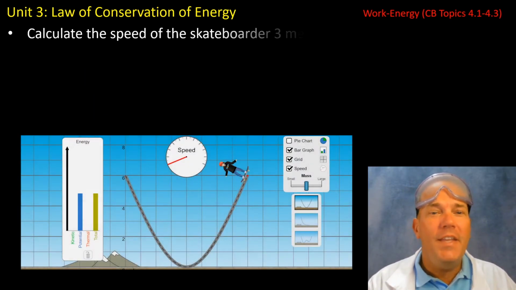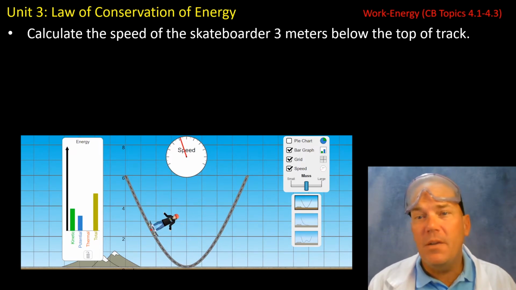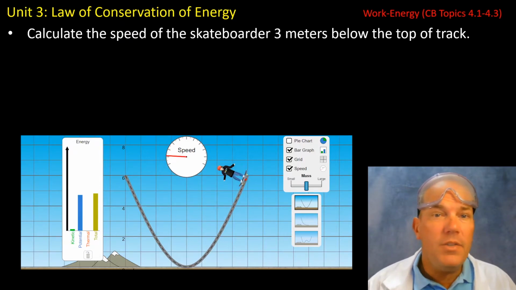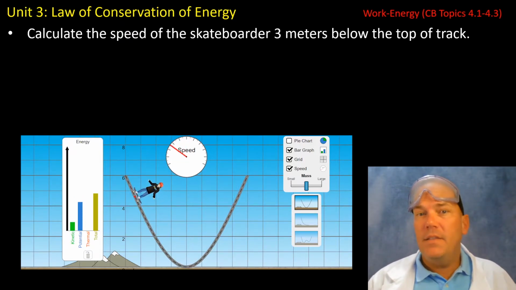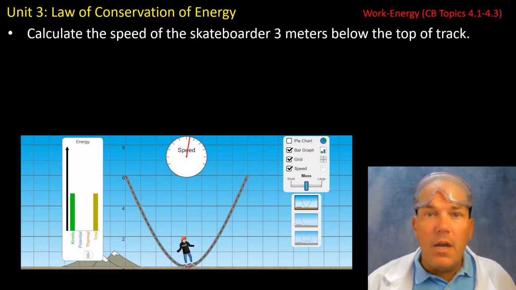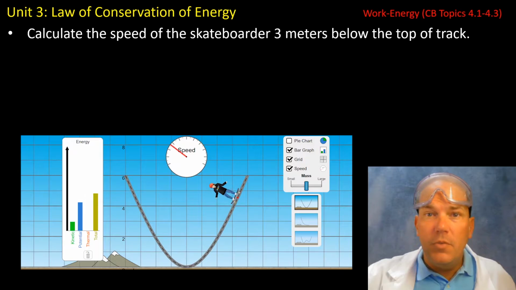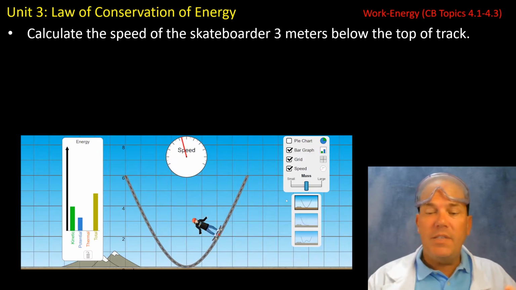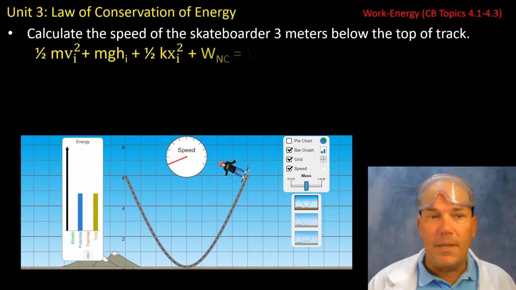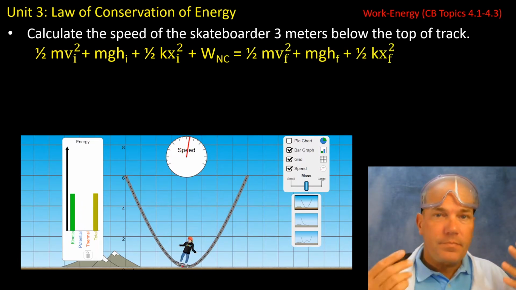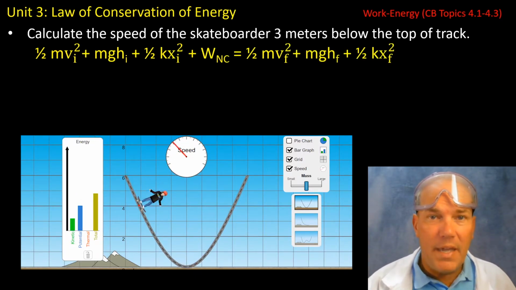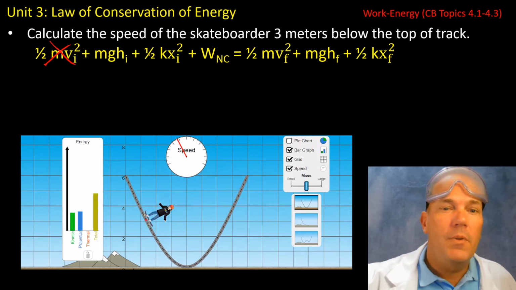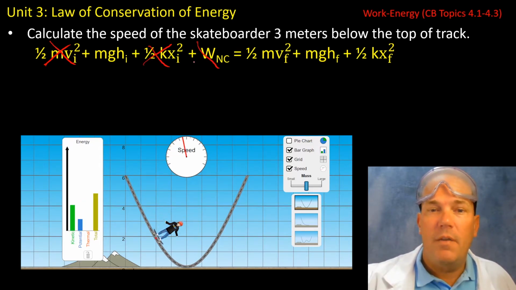Now, let's go ahead and find the speed of the skateboarder 3 meters below the top of the track. This is really cool because using the law of conservation of energy, we can find the skateboarder's speed anywhere up and down the track. 1 meter above the bottom, 2 meters below the top, it wouldn't matter. We could easily find it as long as we set up our energy equations correctly. So let's go ahead and again, take our total mechanical energy initial. Let's start at the top of the ramp. Skateboarder's not moving, there's no spring, and we still have no friction.